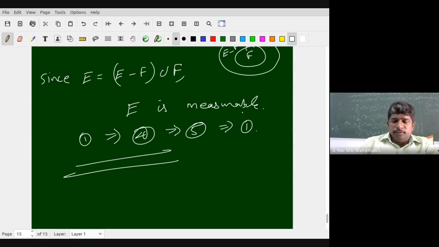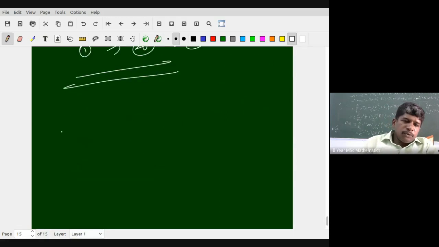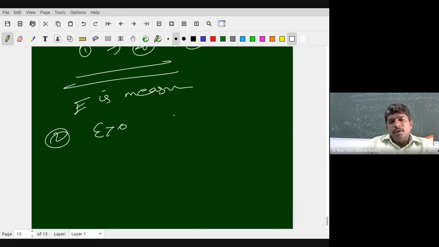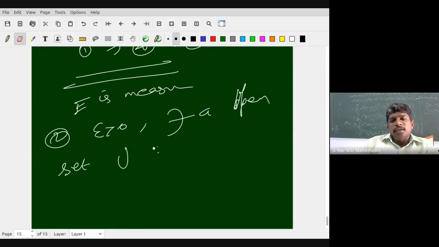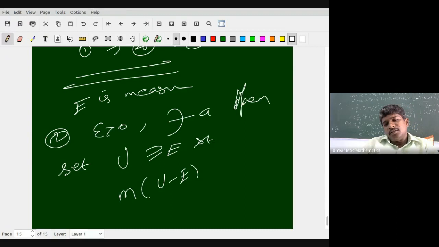So statement 2 says that for every epsilon greater than 0, under the condition that E is measurable, there is an open set U containing E such that the measure of U minus E is less than epsilon. It says that every measurable set is approximated by open sets.